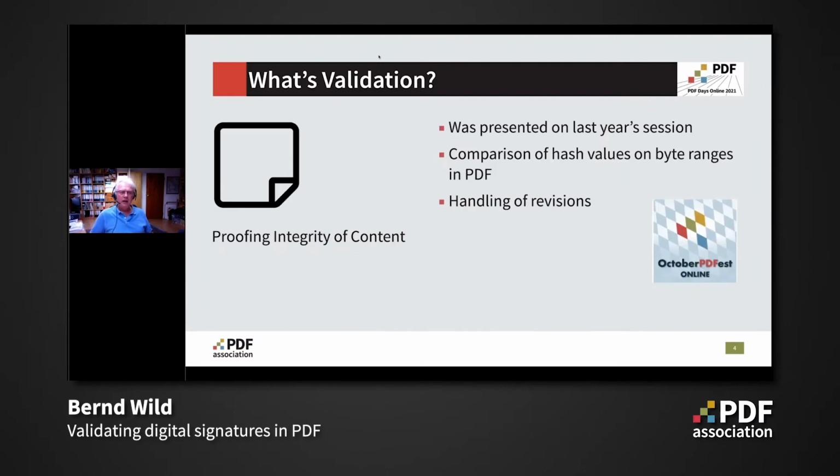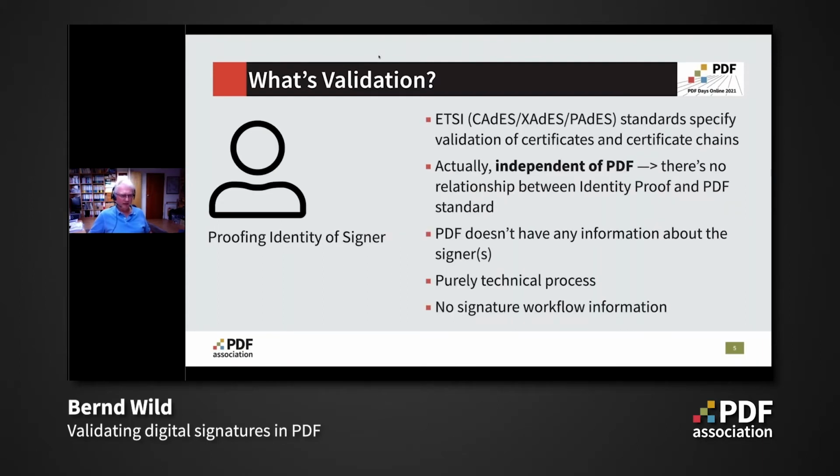Proving integrity of content: as I said, last year's session was mostly the comparison of hash values on byte ranges and the handling of revisions, which can be a really interesting thing in validating a PDF. But proving the identity of the signer is mostly specified by these ETSI standards. I will show you a short collection of them on one of the next slides. And they are actually independent of PDF. That means there is no relationship between the identity proof and the PDF standard.